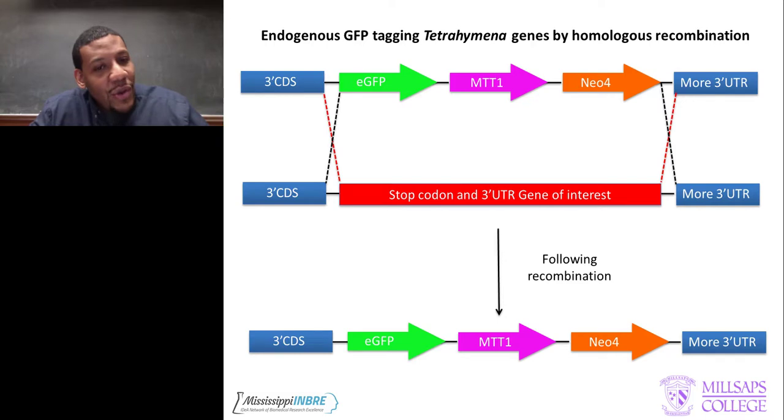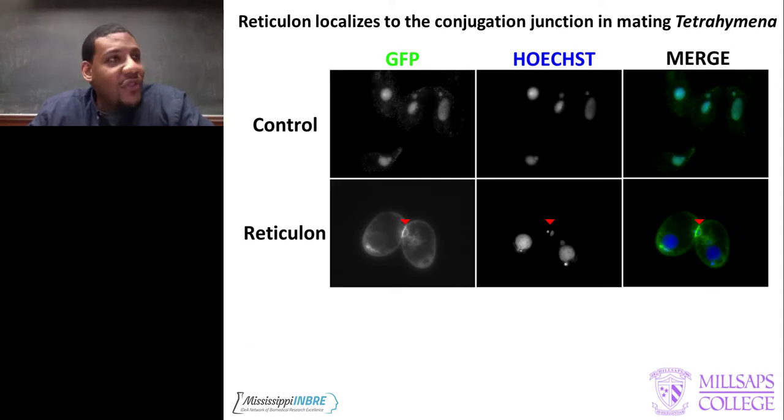And I'm not going to show you this, but if we just exchange the 3' coding sequence for the 5' UTR, then we can replace the whole coding sequence of Reticulon this way and generate knockouts this way. Okay, so we use this method to generate GFP tagged Reticulon.